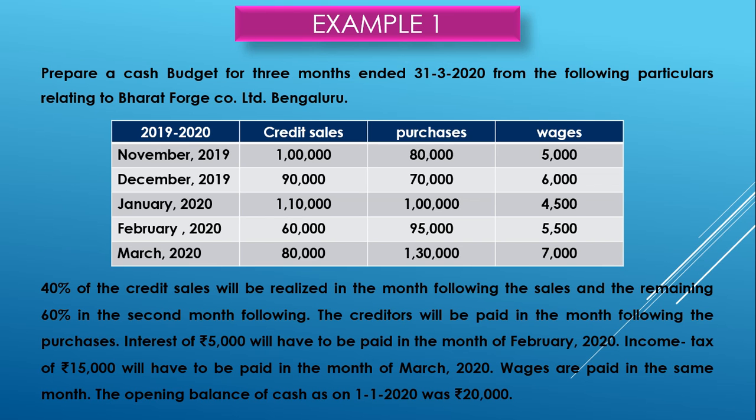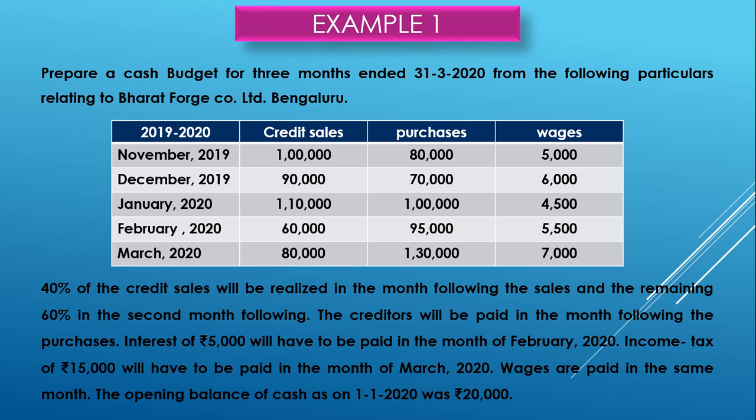In the second month following means what? In which month the sales are executed, 2 months after that month 60% amount will be realized from the debtors. The creditors will be paid in the month following the purchases. So we will pay the creditors in the month following the purchases, means in which month we have made the purchases, the next month will be our payment month. Interest of rupees 5,000 will have to be paid in the month of February.